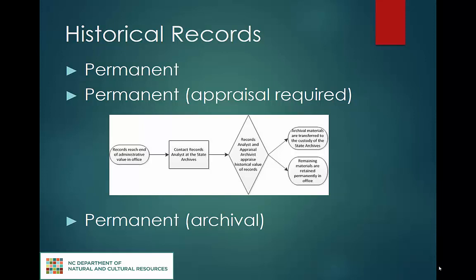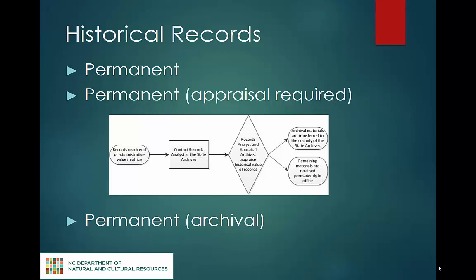Records with historical value are identified with one of 3 designations in the disposition instructions. Permanent records will be retained in office permanently. As illustrated in the flowchart, when permanent records with the designation appraisal required no longer have administrative value in office, they should be appraised by a records analyst and an appraisal archivist from the government records section. These individuals will determine whether the records should be retained in office permanently or transferred to the custody of the State Archives of North Carolina.